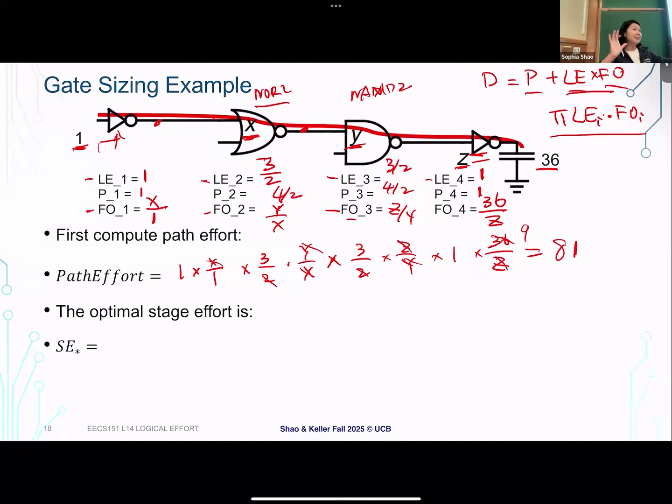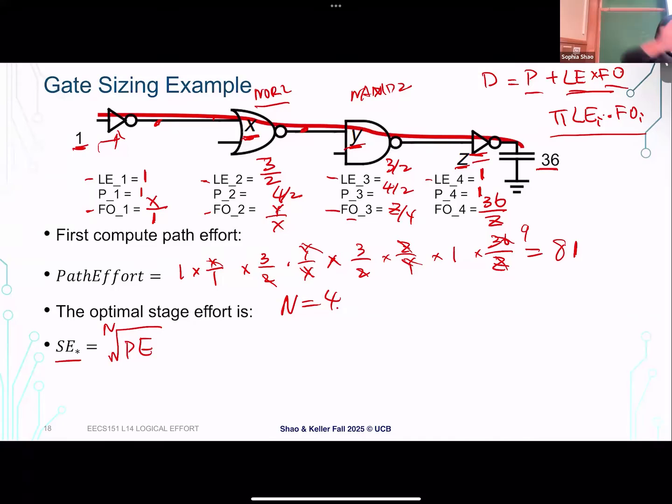See how things cancel out, and we have very simple math there. So now we mentioned when we have overall path effort, here n is 4. The minimum delay is achieved when we equally distribute my path effort to every stage. So now the optimal stage effort here is basically the nth root of my path effort, or equally distribute that.